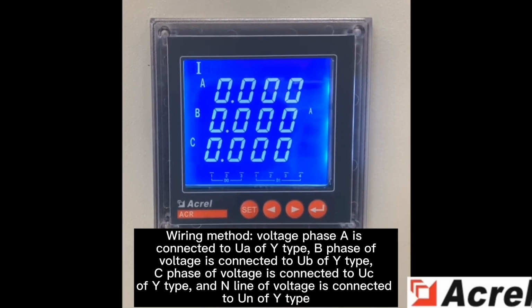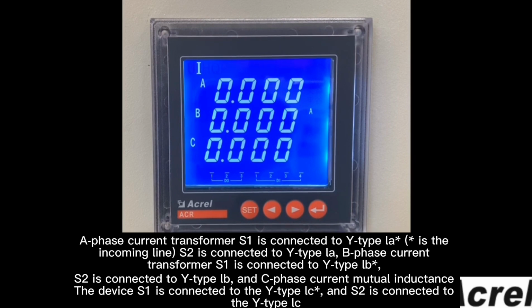Wiring method. Voltage phase A is connected to UA of Y type. B phase of voltage connected to UB of Y type. A phase current transformer S1 is connected to Y type IA. S2 is connected to Y type IA. B phase current transformer S1 is connected to Y type IB.